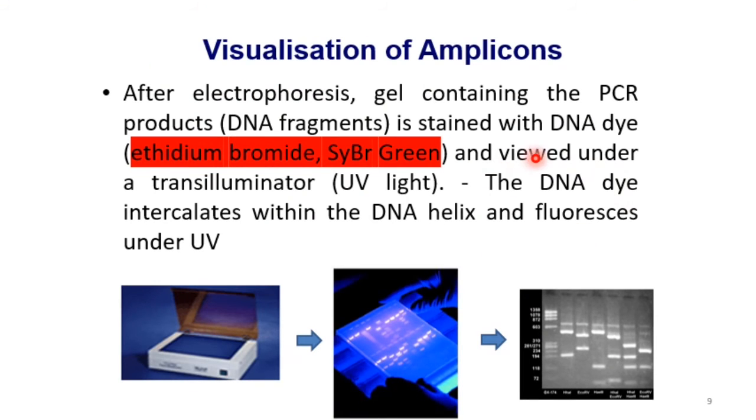After the electrophoresis, the gel that contains the PCR product or the DNA fragment will be stained, usually with a DNA dye. It can be ethidium bromide or SYBR green, and then it will be viewed under UV light, okay, in order to be seen and analyzed.